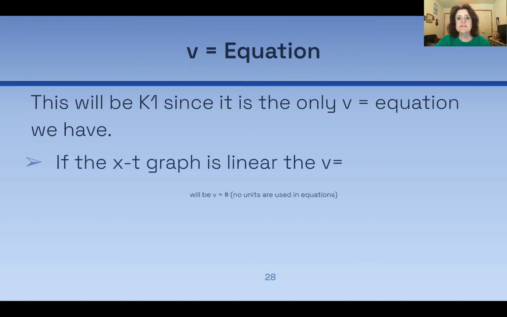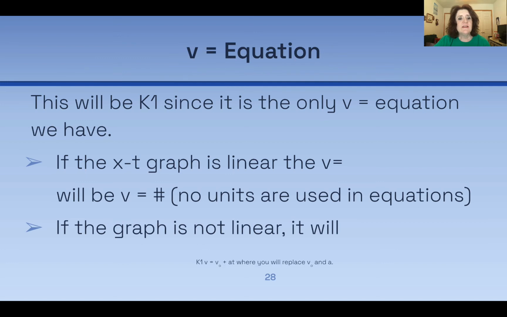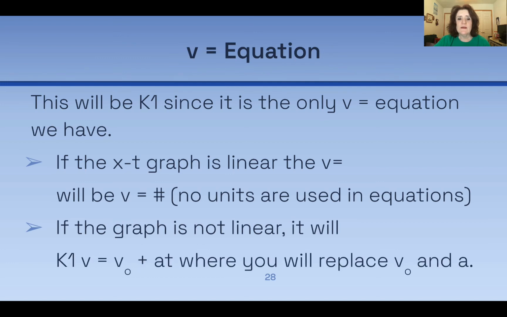If the XT graph is linear, V equals will be a number. No units are used when you write an equation. If the graph is not linear, it will be kinematic 1, where you will have to replace V naught and A.